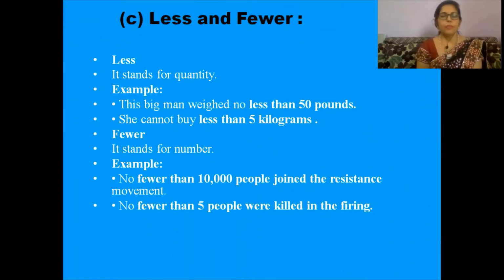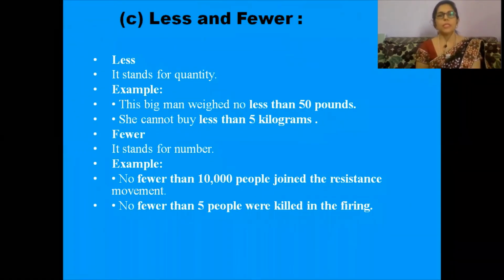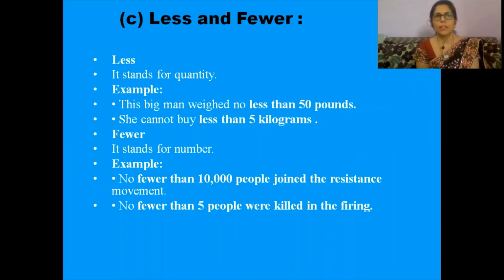Now we will see the differentiation between less and fewer. Less stands for the quantity and fewer stands for number. So if you can count, suppose there are pens, then you'll use fewer. If it is something such as rice or sugar, which you cannot count, and you measure it in another quantity, then you will use less. The big man weighed no less than 50 pounds. She cannot buy less than 5 kilograms.